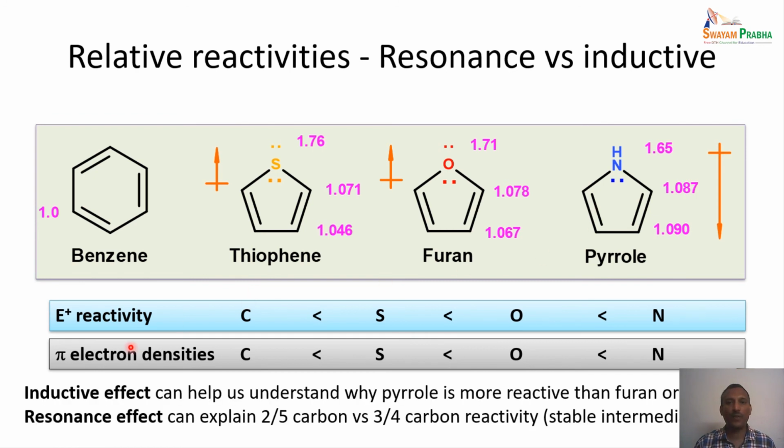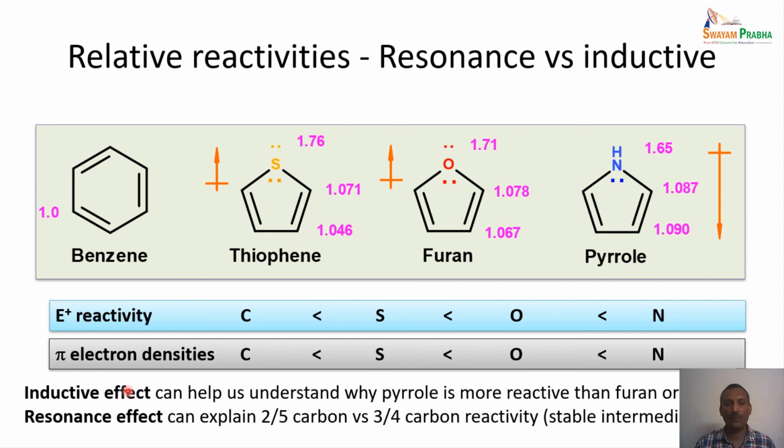Now, earlier we have seen about the inductive effect, and now we are looking at the electron densities. And if we compare these two, inductive effect and the resonance effect, if we understand the inductive effect carefully, it actually helps us to understand why pyrrole is more reactive than furan or thiophene. Because of the inductive effect, if you look at the electron density, these carbons are having more electron density compared to furan or thiophene. So pyrrole can undergo electrophilic substitution much faster compared to furan or thiophene.